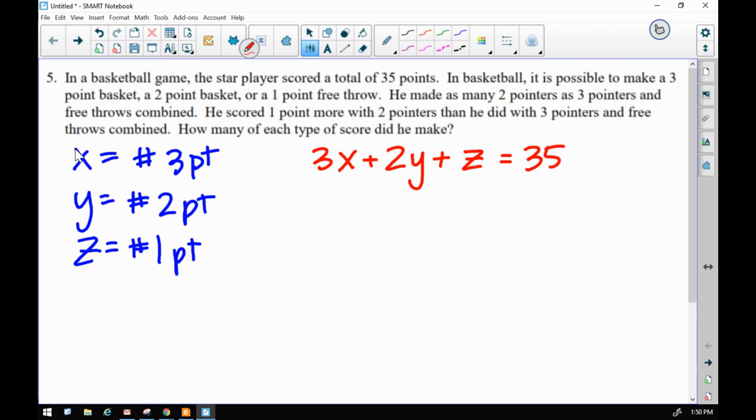Okay, what else did they tell us? He made as many 2-pointers as 3-pointers and free throws combined. So the number of 2-pointers is the same as these two combined. How would you write that? y equals x plus z.